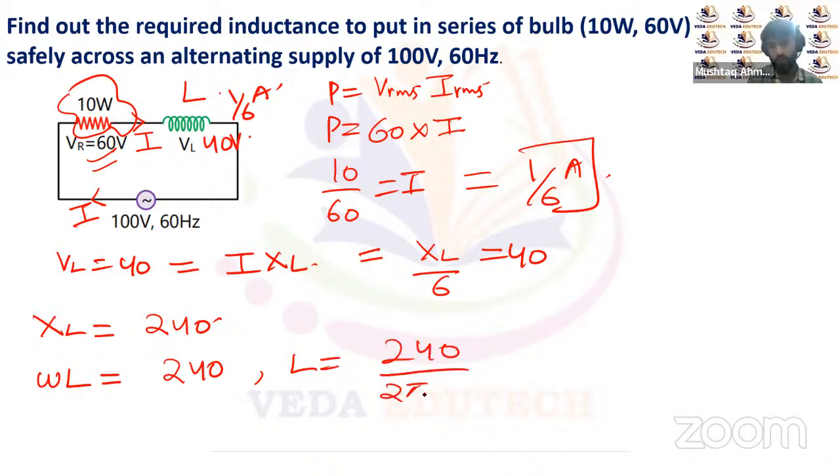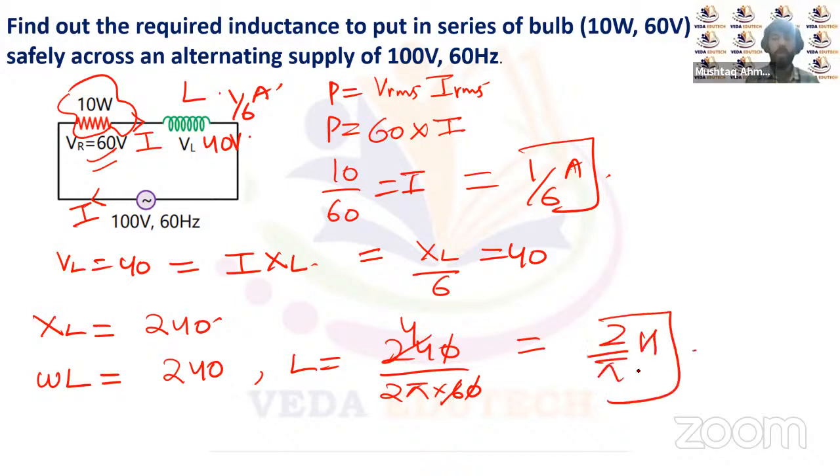Omega we can write as 2 pi times 60, and this will get cancelled. It will be 4 upon 2 pi, or we can write it as 2 upon pi Henry. So this much will be the inductance of the given inductor in series with the resistor for the given circuit. So this is how we can apply the different equations to the AC circuits.